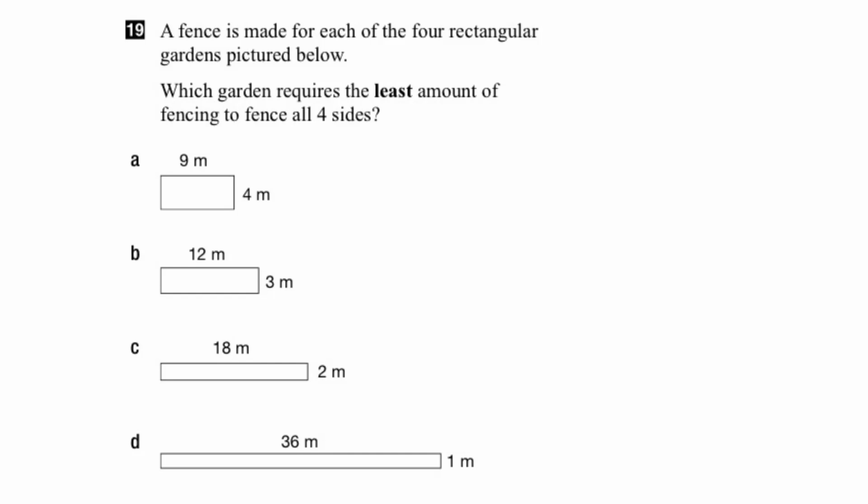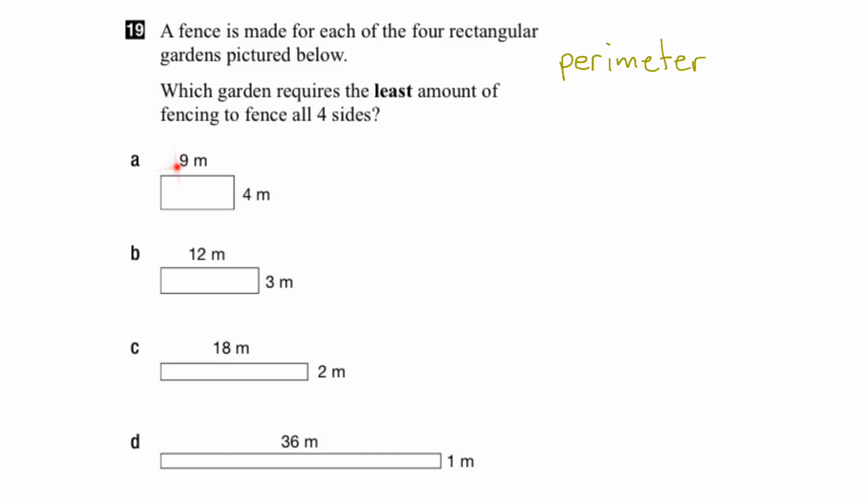In this question, we have to determine which of these four rectangular gardens requires the least amount of fencing. Well, the first thing to notice, if we're looking at putting a fence around a garden, then we're talking about the perimeter of the garden. Perimeter is the boundary on the outside.